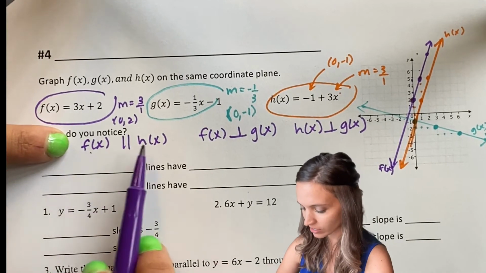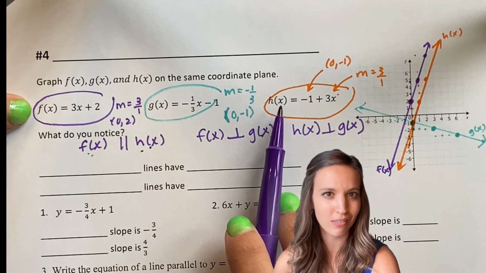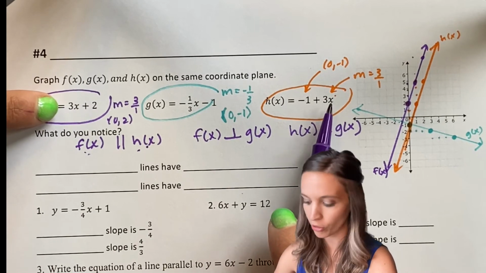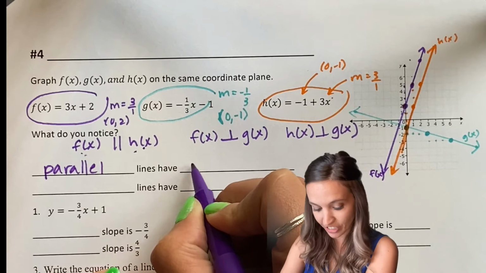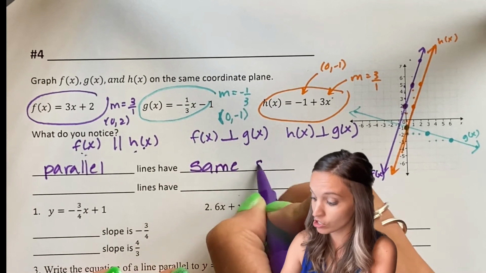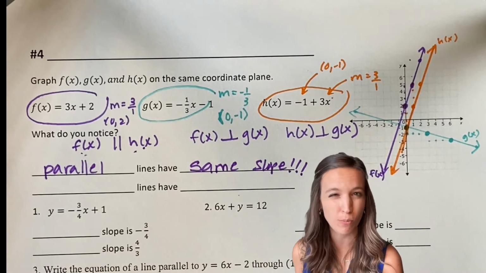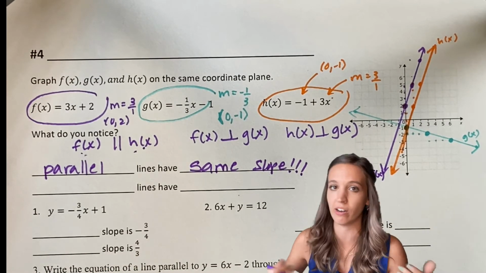Well, f of x and h of x, if I go look at their 2 equations, what do you notice is the same? The slope is the same for both of those. So if I have parallel lines, they have to have the same slope. The only way 2 lines are parallel is if their slopes are exactly the same. If they're even just a little off, they'll eventually intersect and not be parallel.